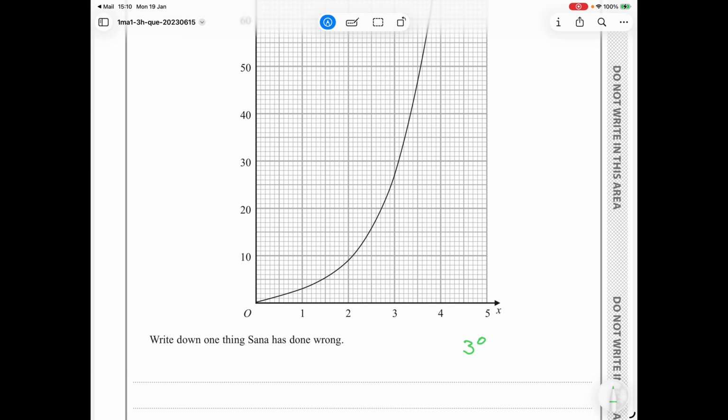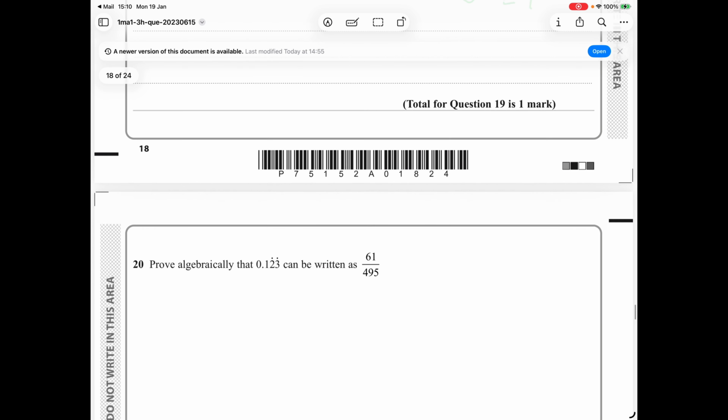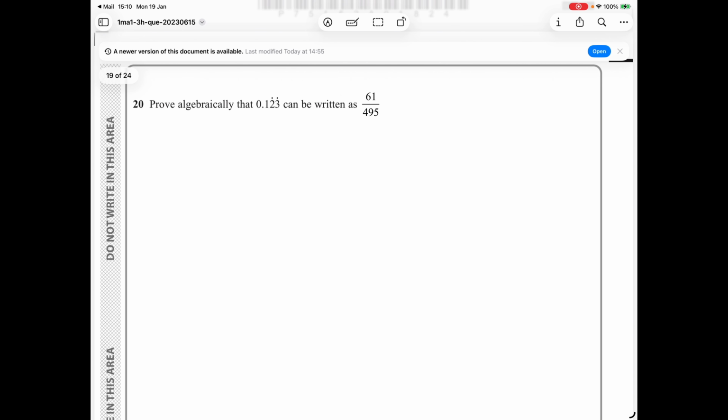3 to the power 0 equals 1. And so this should go through there. And by the way, anything to the power 0 equals 1. Now, prove algebraically that this can be written as this.